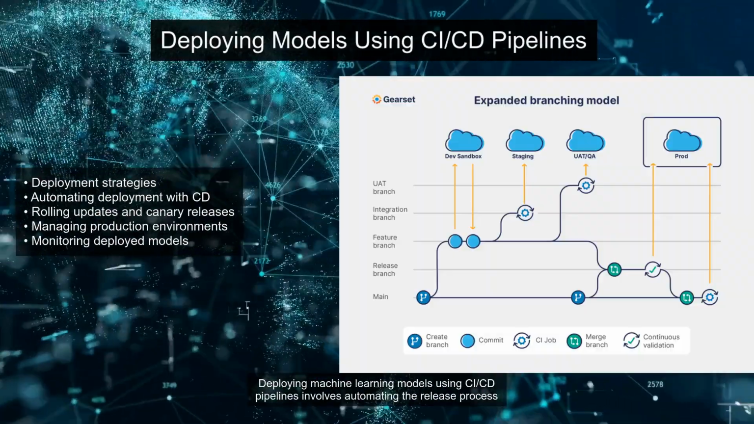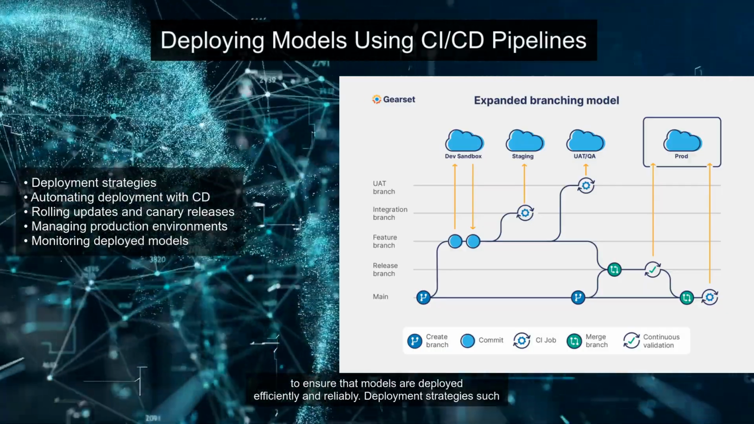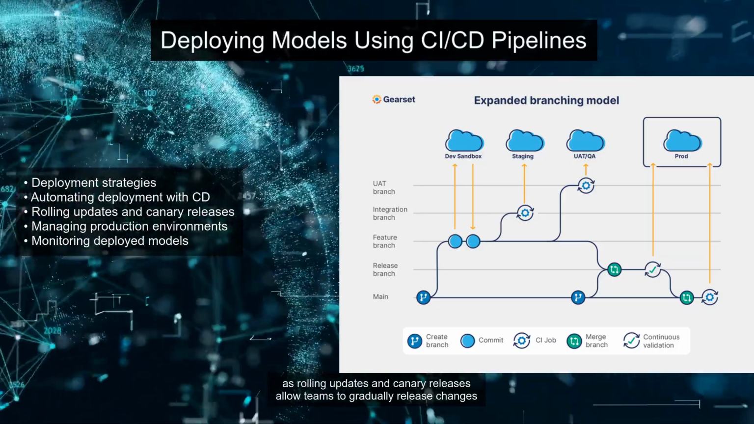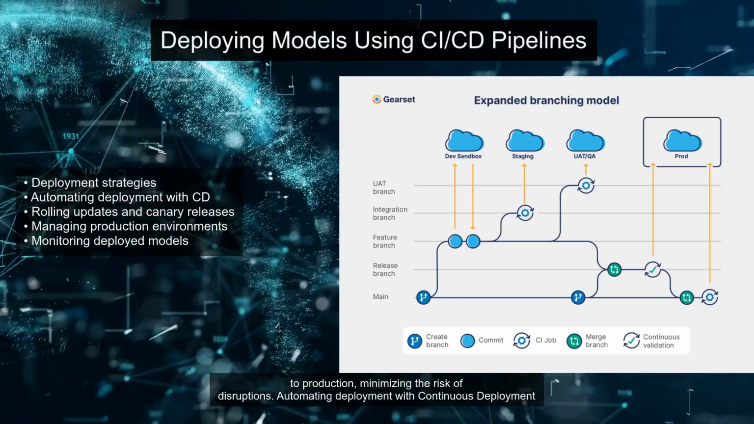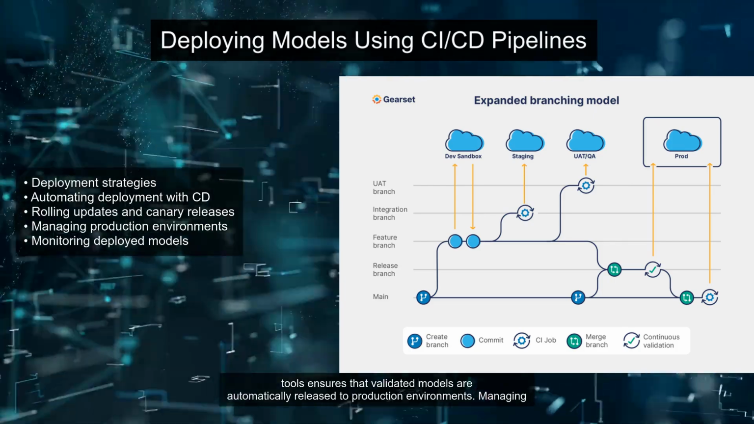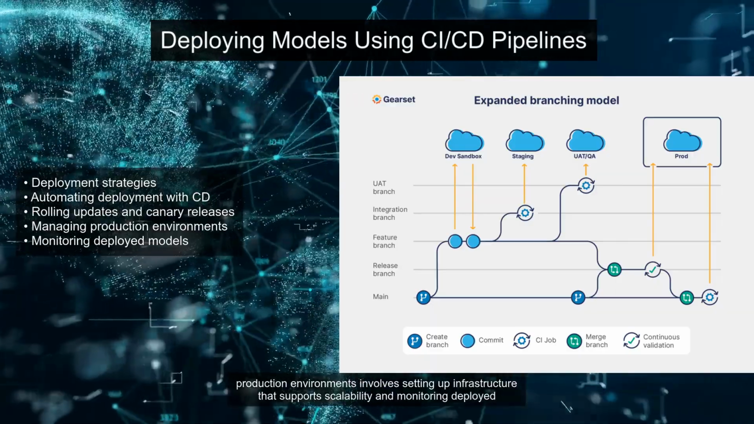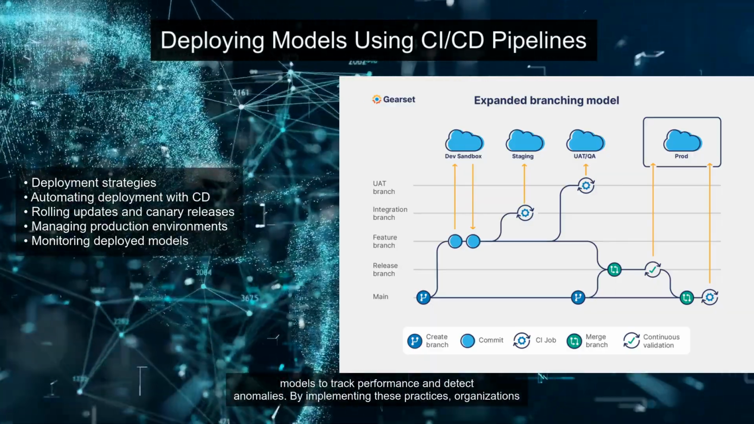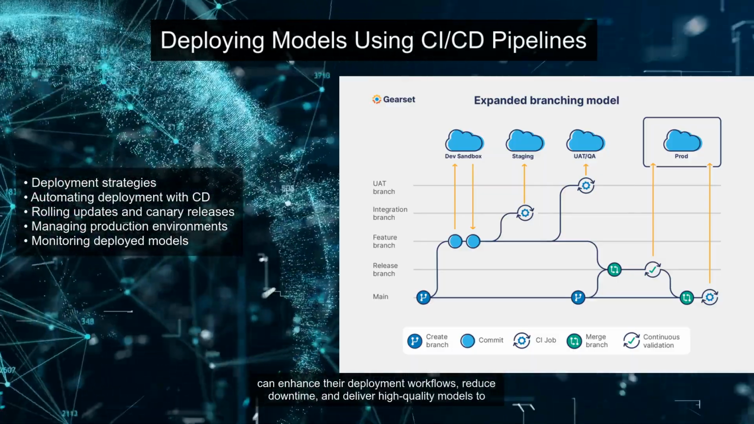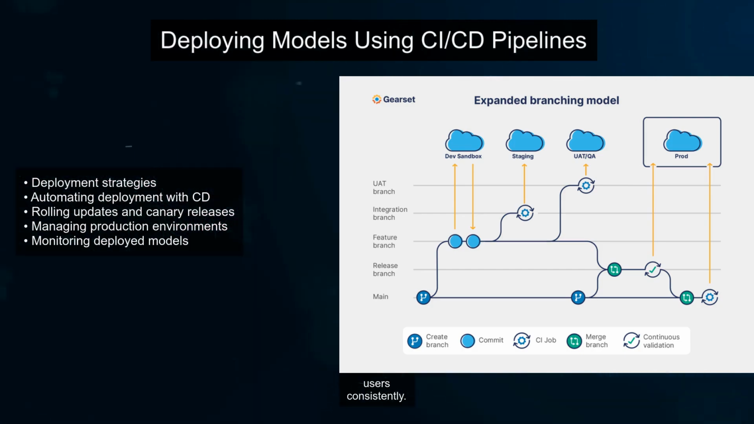Deploying machine learning models using CI/CD pipelines involves automating the release process to ensure that models are deployed efficiently and reliably. Deployment strategies such as rolling updates and canary releases allow teams to gradually release changes to production, minimizing the risk of disruptions. Automating deployment with continuous deployment tools ensures that validated models are automatically released to production environments. Managing production environments involves setting up infrastructure that supports scalability and monitoring deployed models to track performance and detect anomalies. By implementing these practices, organizations can enhance their deployment workflows, reduce downtime, and deliver high-quality models to users consistently.